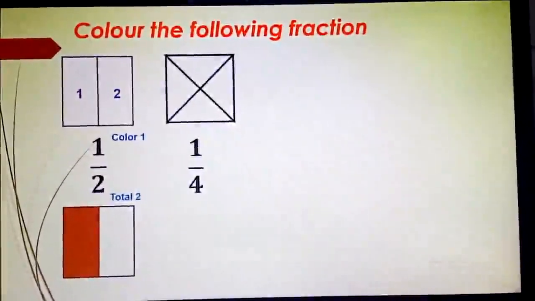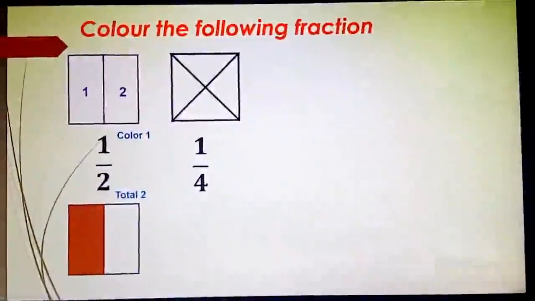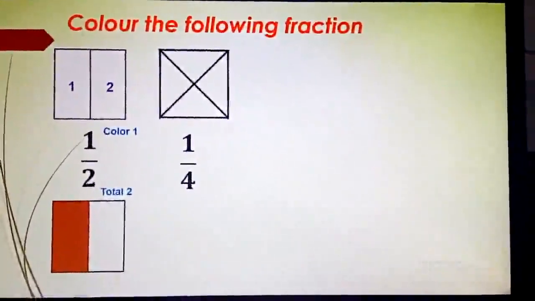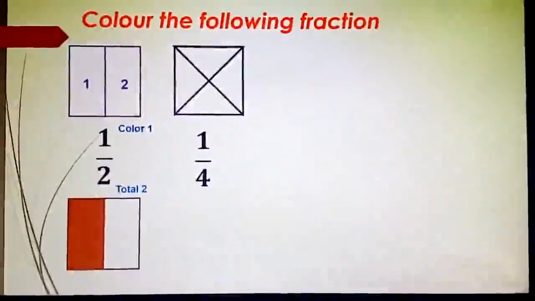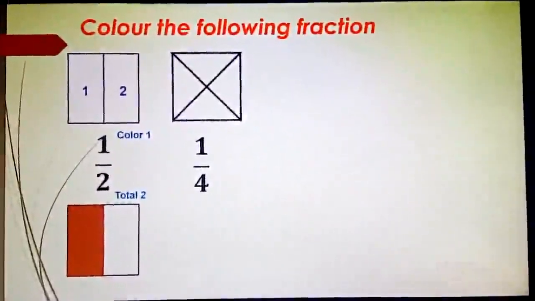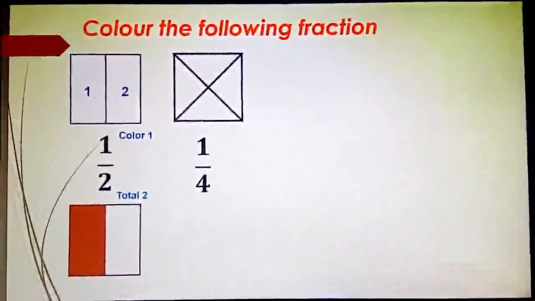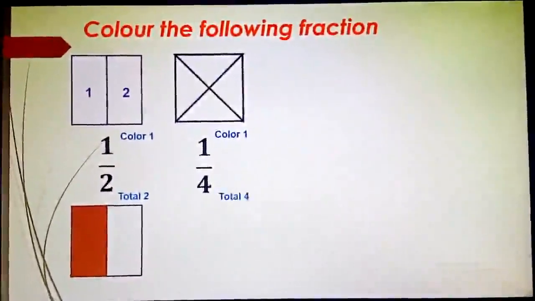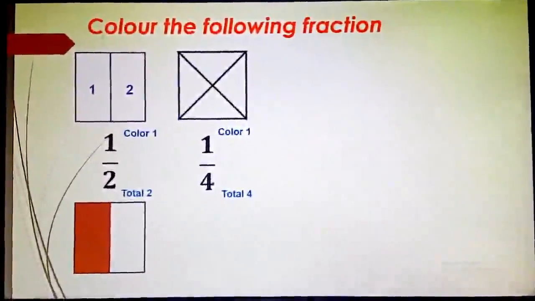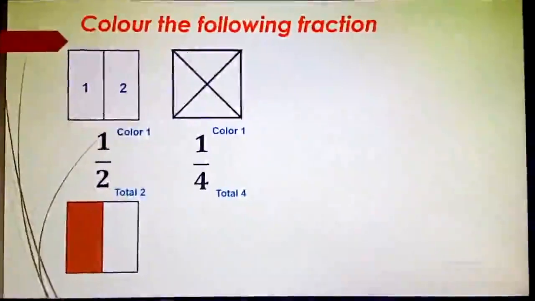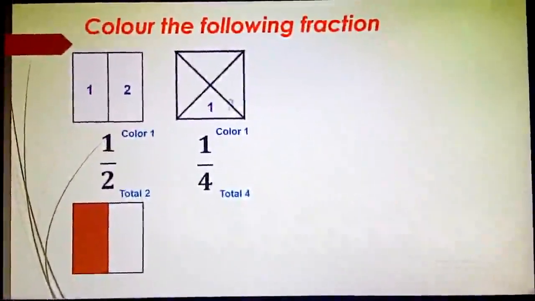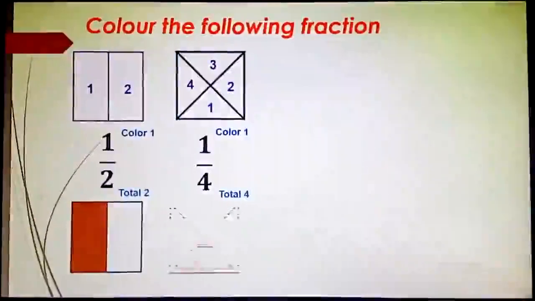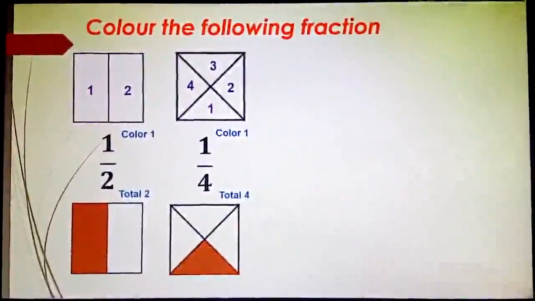Here we have quarter fraction. To color quarter fraction 1/4, this means that we will take 1 from 4. This means that we will color 1 part from total 4 parts. So let's count 4 parts and color 1 part. Let's count. 1, 2, 3, 4. Color 1. Okay, like this.